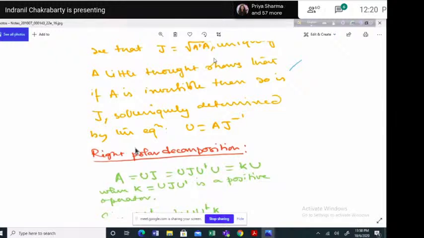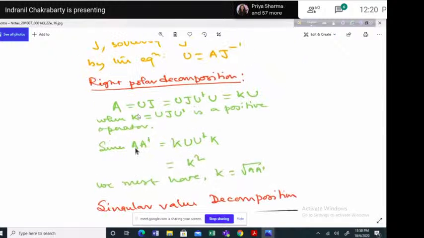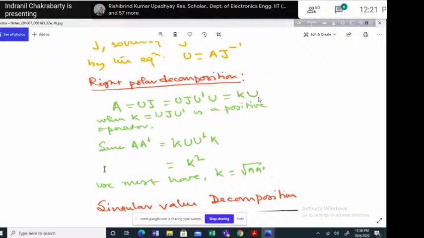So how about the right polar decomposition? The right polar decomposition, A is equal to UJ, right? Now if I multiply UJ by this I, which is nothing but U dagger U, it will become UJU dagger U. So call this matrix UJU dagger as K, and this matrix as U.